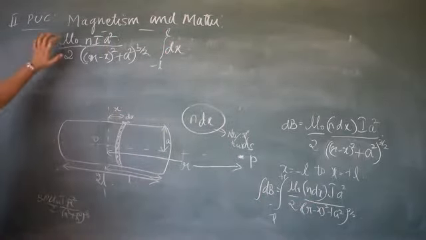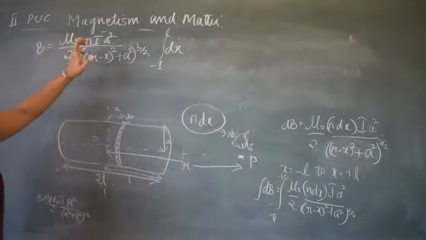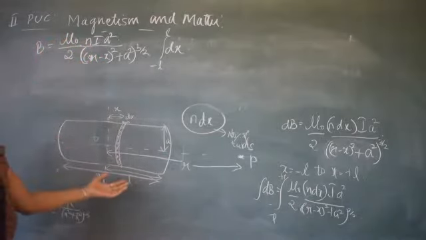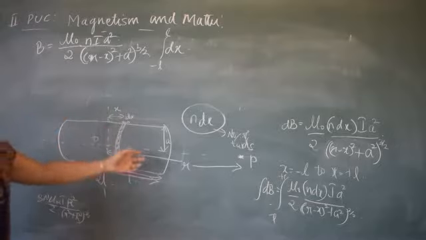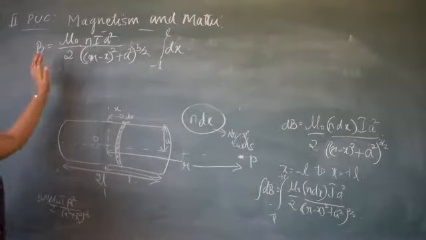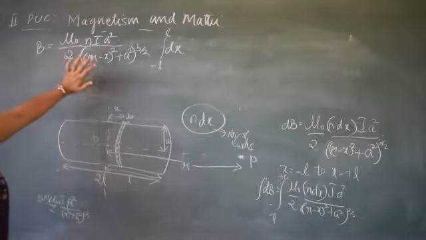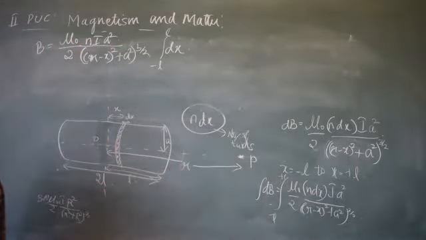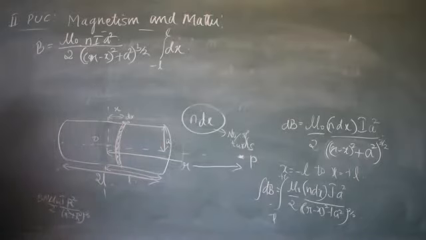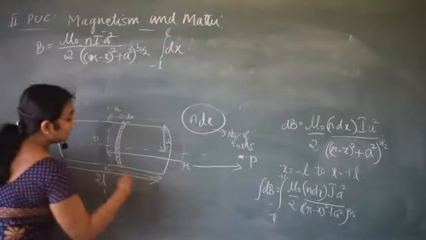Mu naught value is constant. N, the number of turns, we know it will not change, so n is constant. The amount of current we are passing is also constant, so I is constant. Radius is constant, r is constant, the distance will not vary. So whatever is constant we have taken outside, only the thickness varies, into dx.